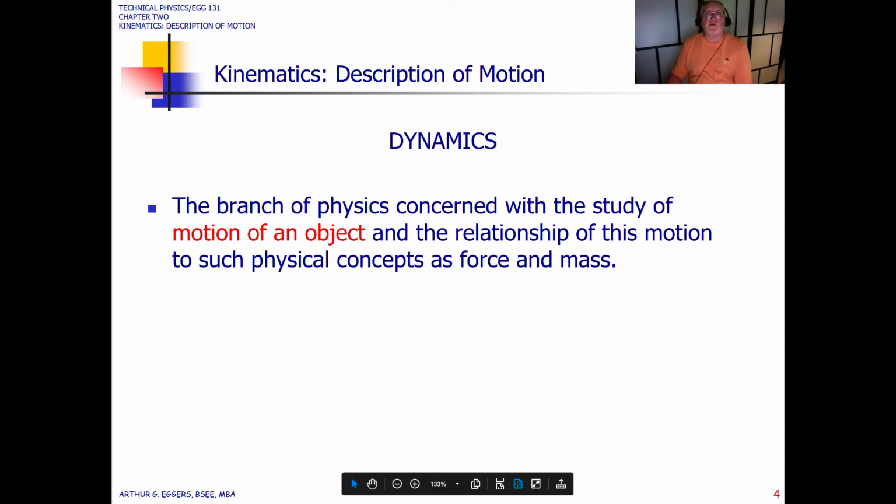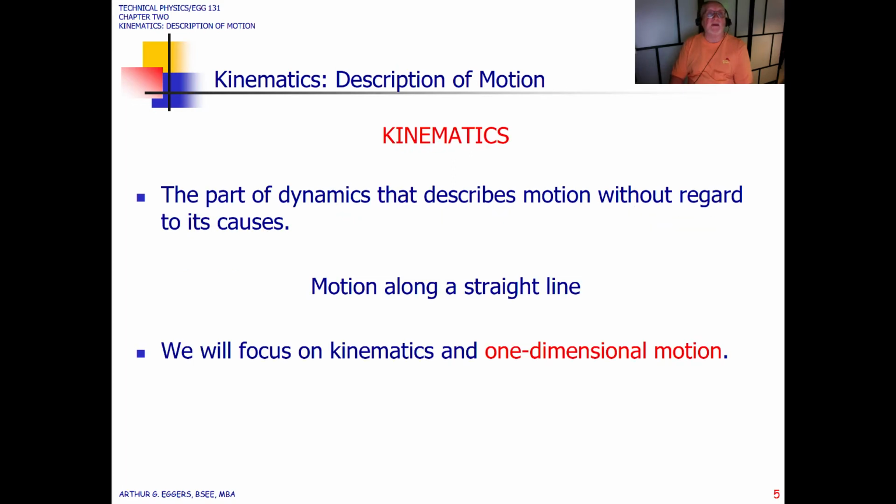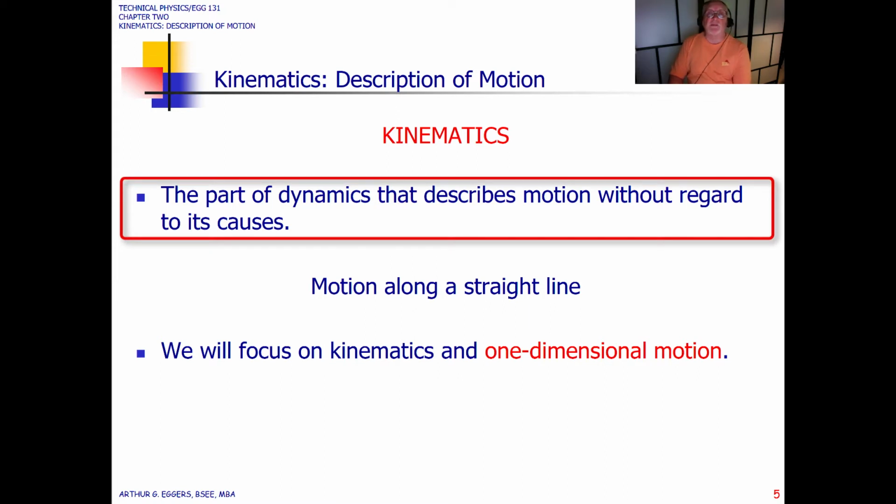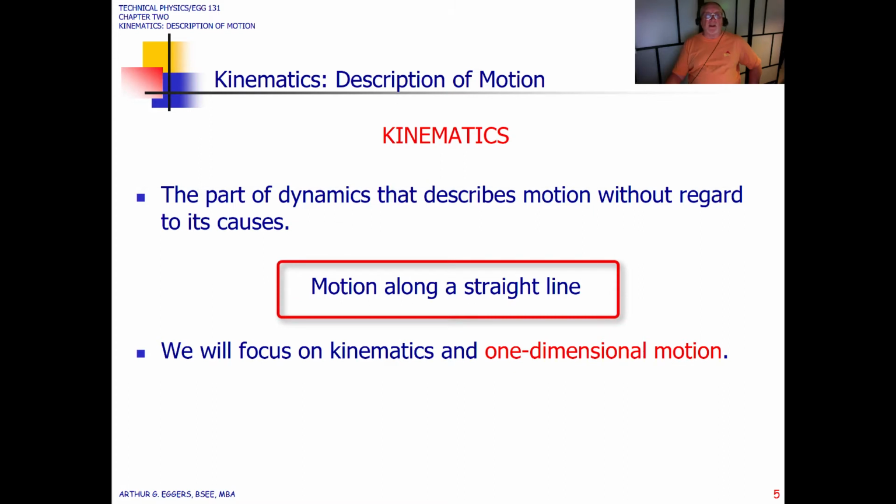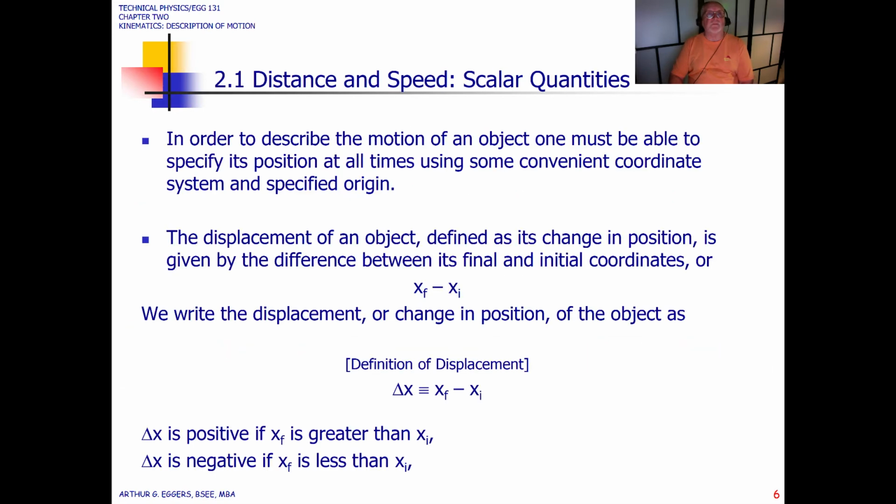It's a branch of physics concerned with the study of motion of an object and the relationship of this motion to such physical concepts as force and mass. So kinematics is the part of dynamics that describes the motion without regard to its causes. Okay, all we want to know is that something moved from point A to point B. We don't care how it moved, what made it move. We just want to look at and analyze the fact that it moved and by how much. So we're going to look at motion then in one dimension or a straight line. We'll focus then on kinematics and one-dimensional motion.